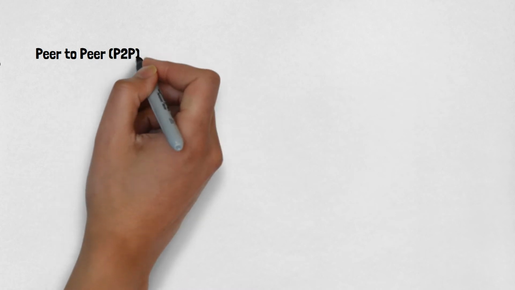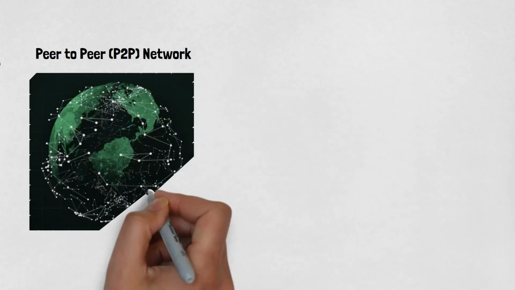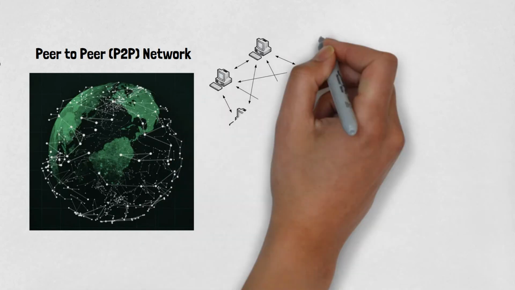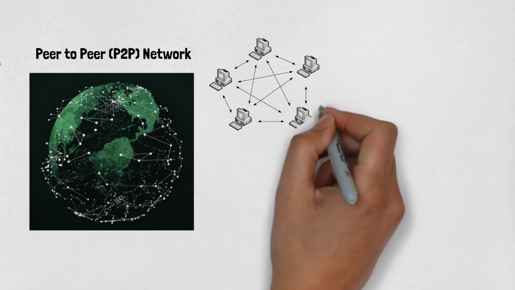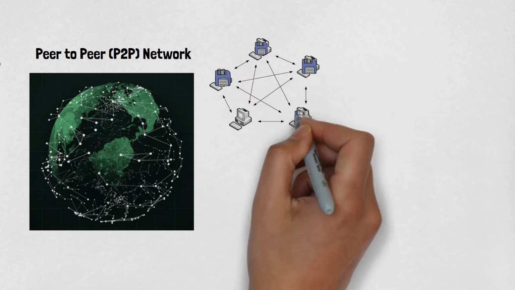But how do all these nodes talk to each other? For the purpose of communication between nodes, there is something called a peer-to-peer network, commonly known as a P2P network. P2P is a decentralized network communication that consists of a group of nodes throughout the world. These nodes collectively store and share data among themselves.